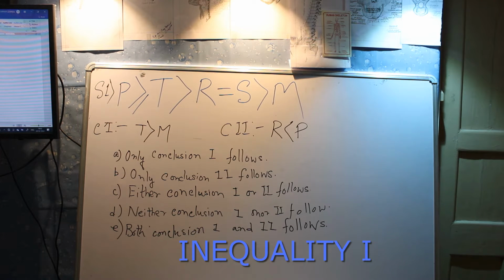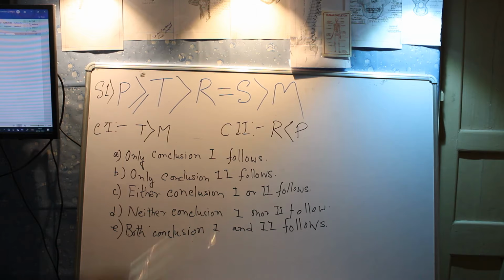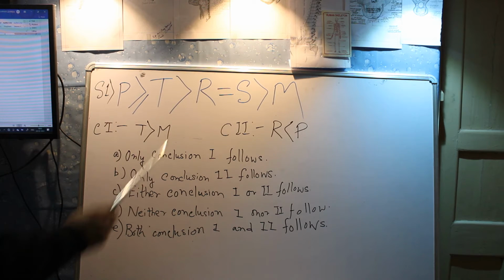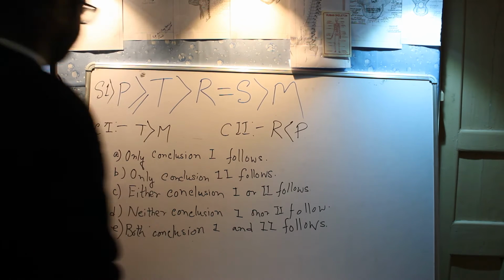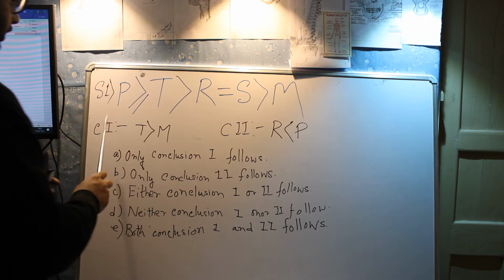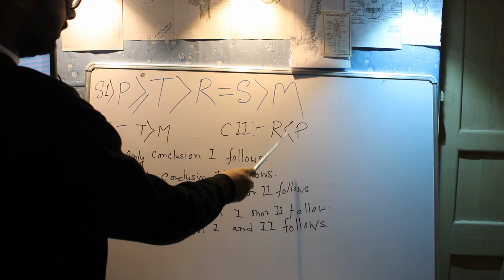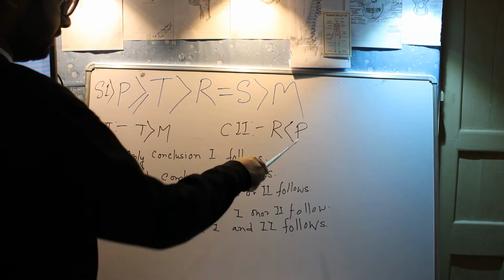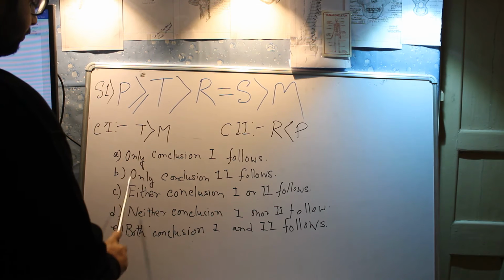This is a question from the topic inequalities. It is given P is greater than or equal to T, T is greater than R is equal to S, and S is greater than M. This is the statement given, and two conclusions are given. Conclusion 1, T is greater than M, and in conclusion 2, R is less than P, or P is greater than R. And looking at these two conclusions, we have to find the correct option.